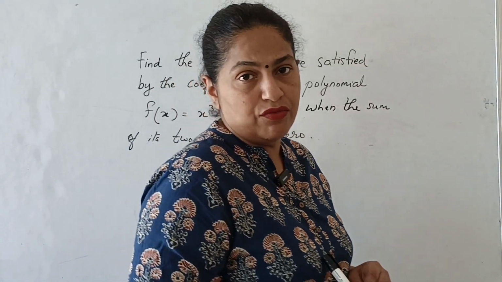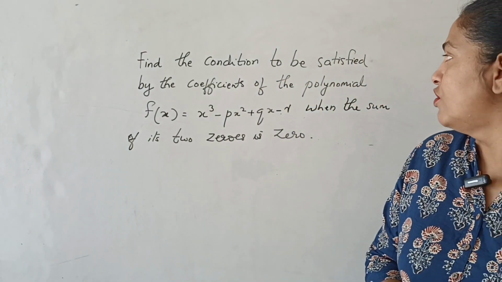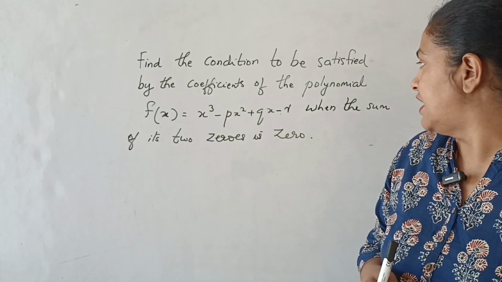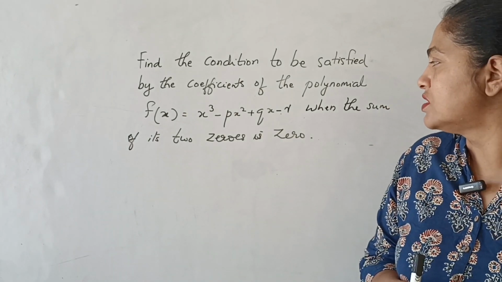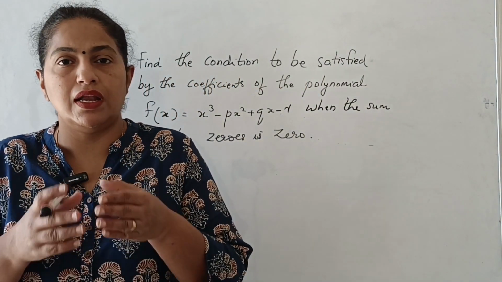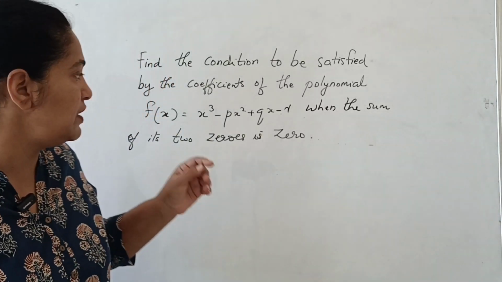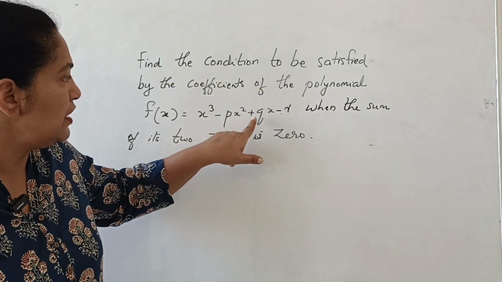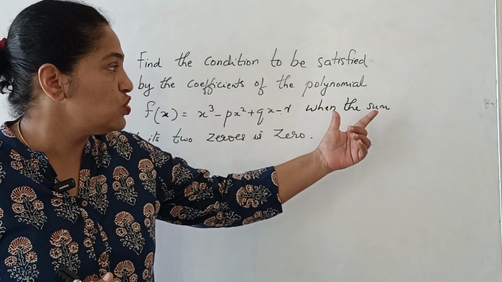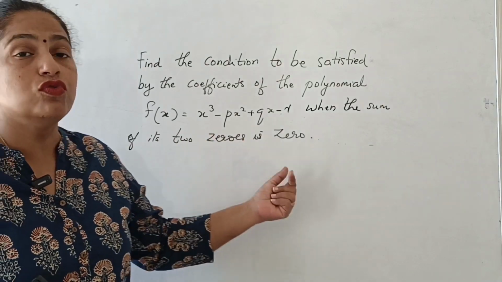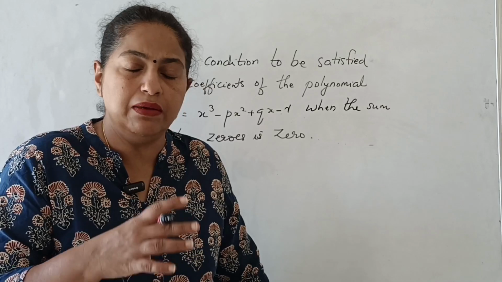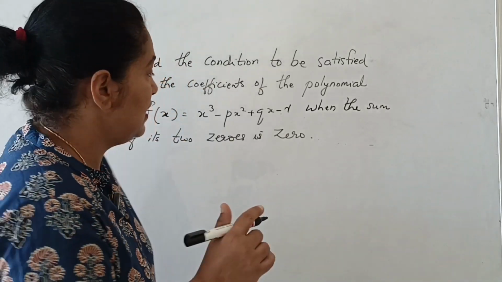Find the condition to be satisfied by the coefficients of the polynomial f(x) = x³ − px² + qx − r when the sum of its two zeros is 0. So a cubic polynomial is given to you, and the coefficients, which we identify in this question as 1, −p, q and −r, have to satisfy a certain condition so that the sum of its two zeros is 0. A slightly more complicated sum than the previous one, but let us see how we can crack this.